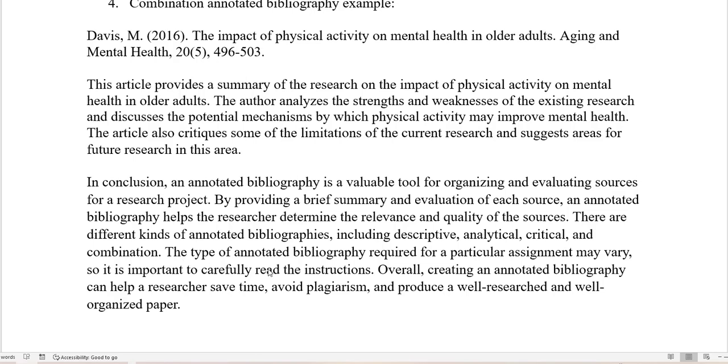So anyway, the type of annotated bibliography required for a particular assignment may vary, so it is important to carefully read the instructions. Overall, creating an annotated bibliography can help a researcher save time, avoid plagiarism, and produce a well-researched and well-organized paper.